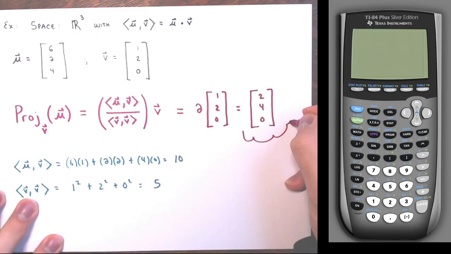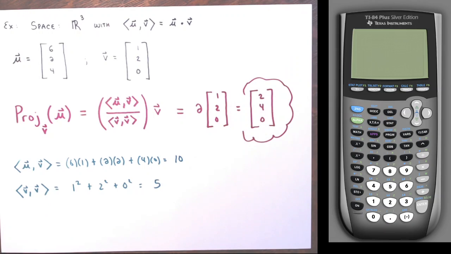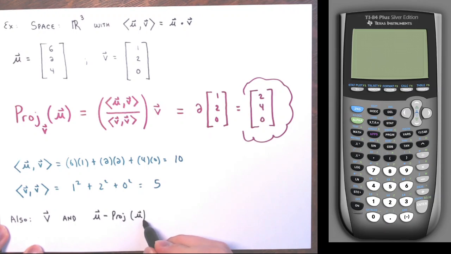So this vector here is the projection of vector U onto the line containing vector V, right? Or the orthogonal projection of U onto V. All right, and one more time, I'll say this each time too, also vector V, the one we projected onto, and the vector U minus the projection vector, right? U minus the projection of U onto V will be orthogonal.